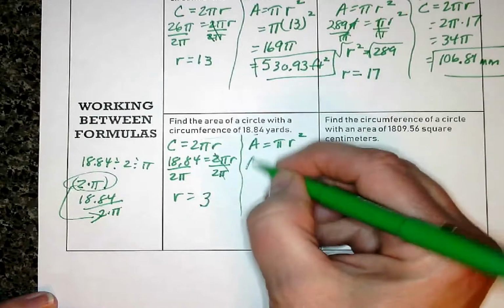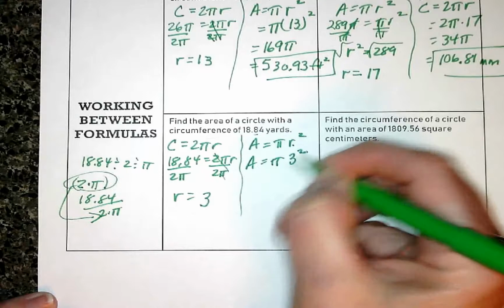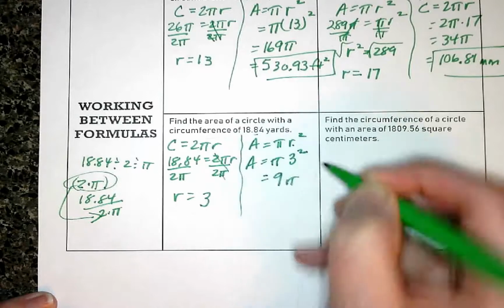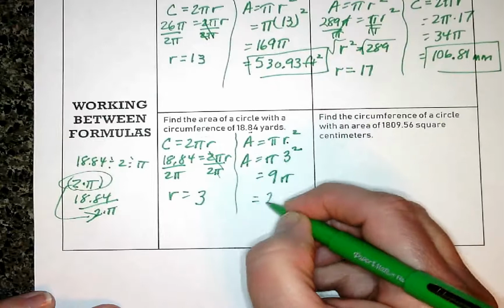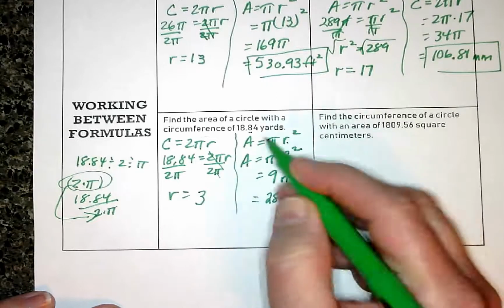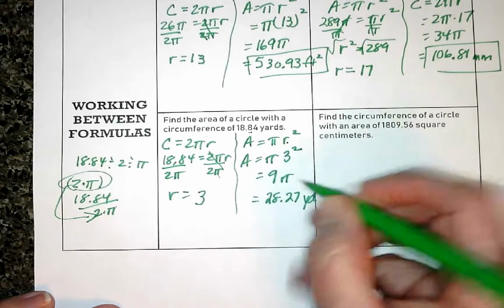So in order to find the area, I'm going to come up here. The r is 3. That is the only piece that is squared. So 3 times 3 is 9. When I multiply that out, I get 28.27. Now this is area. Our measurement was yards. So this is going to be square yards.